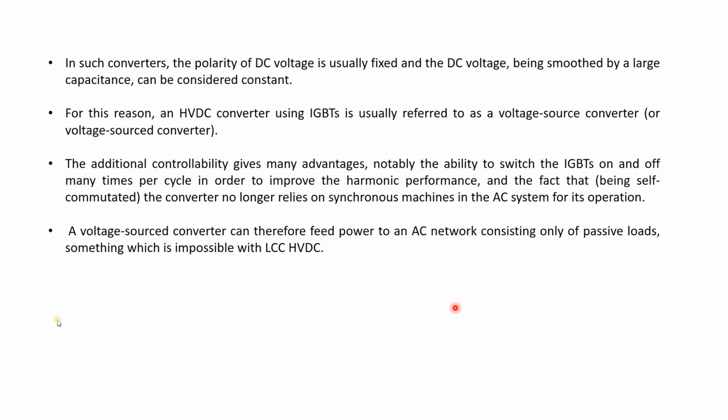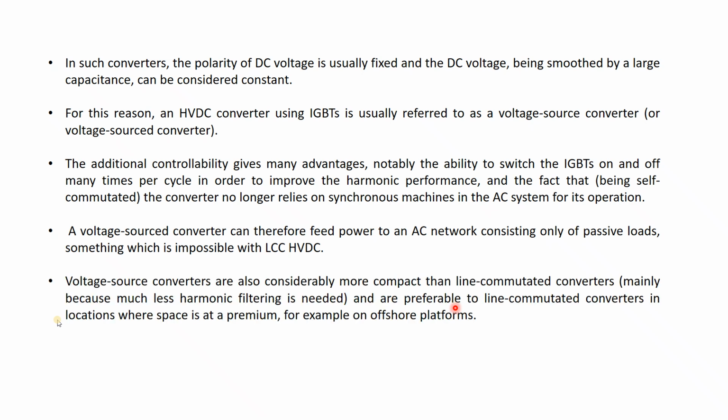So our VSC, voltage source converter, can therefore feed power to an AC network consisting only of passive loads, which is not possible with the LCC HVDC. The VSCs are also considerably more compact than line commutated converters, mainly because much less harmonic filtering is needed, and they are preferable in locations where space is at a premium, for example an offshore platform. That means these VSCs are much more compact in structure.